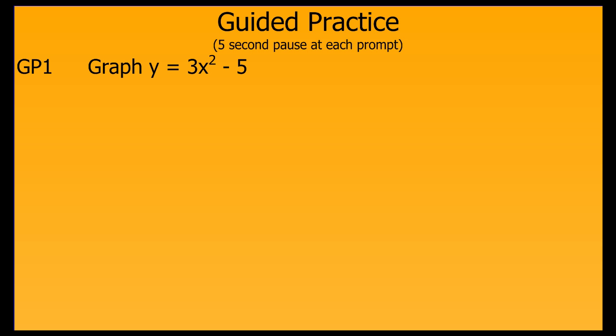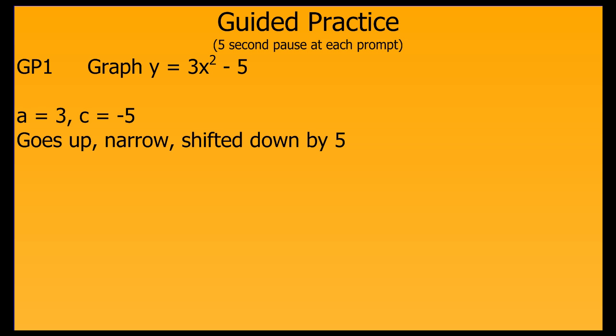What we're trying to do is graph this quadratic equation. How do we do that? First, we should identify our values of a and c so that we can predict what our graph should look like. Now what? Now we should note the graph will go up, be narrower than our parent function, and be shifted down by 6. So what do we do next?